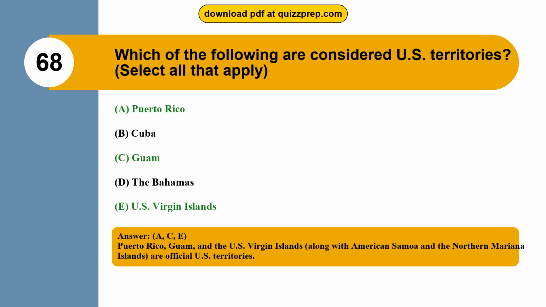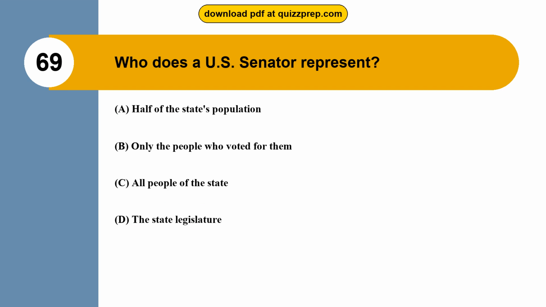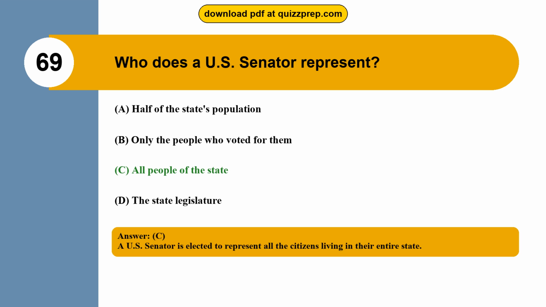territories. Question 69. Who does a U.S. Senator represent? Option A, half of the state's population. Option B, only the people who voted for them. Option C, all people of the state. Option D, the state legislature. The correct answer is option C, all people of the state. A U.S. Senator is elected to represent all the citizens living in their entire state.